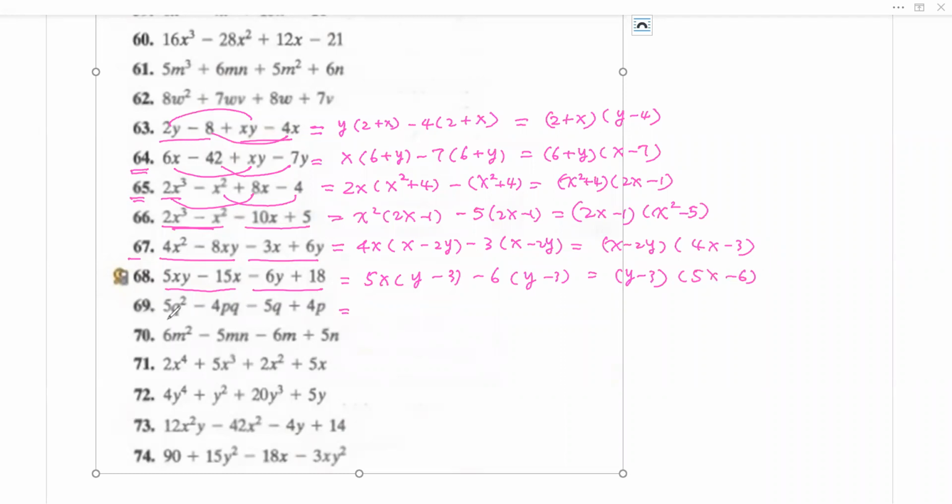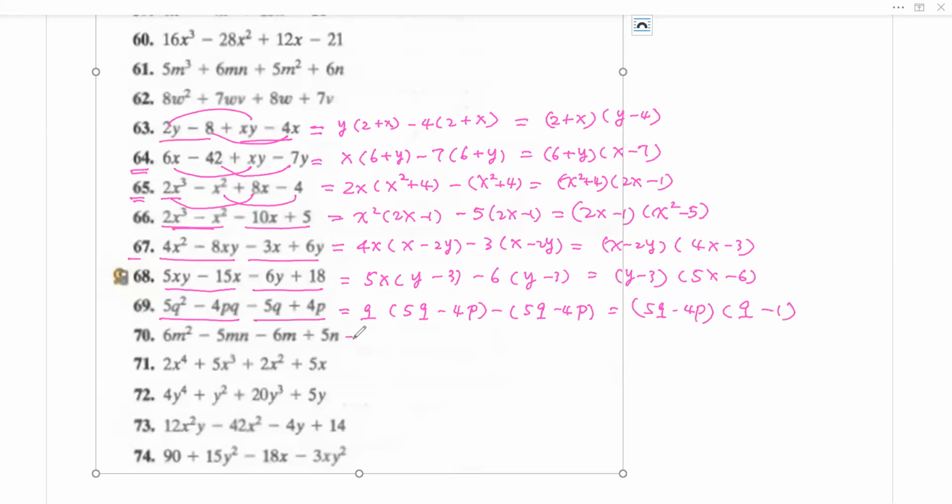69. First group, second group. First group, common is q, right? Q out, 5q minus 4p. Second one, take a negative out, 5q minus 4p. So 5q minus 4p is the common part. So the rest is q minus 1.